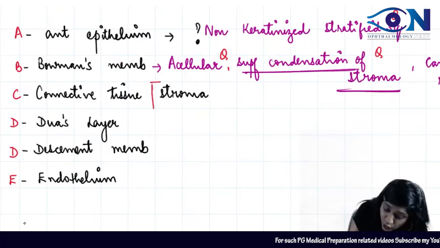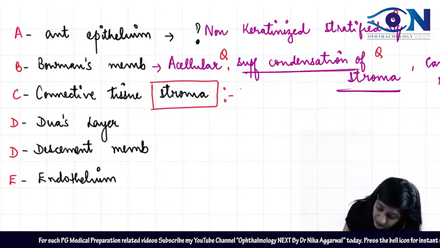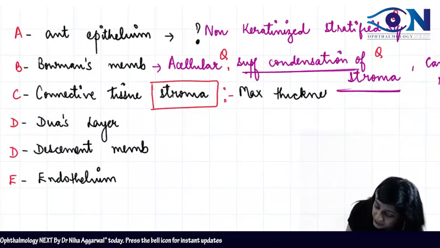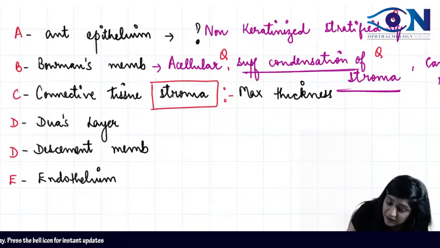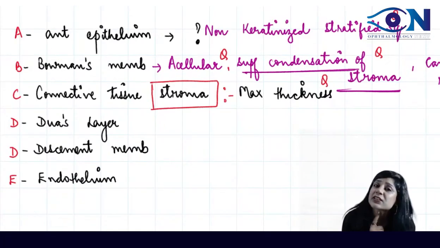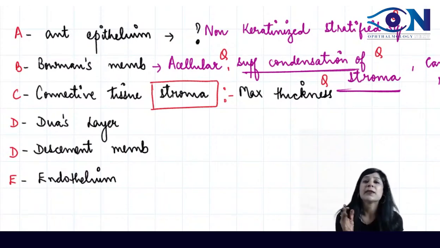When I say stroma, obviously it will be the thickest part. So this will be the part having the maximum thickness. Another important question: which is the part having the maximum corneal thickness? Maximum corneal thickness is stroma. That means if the bacteria has crossed the stroma, the chances of perforation will be very, very high.